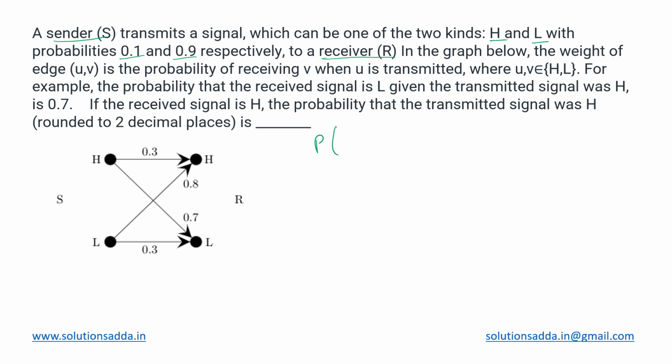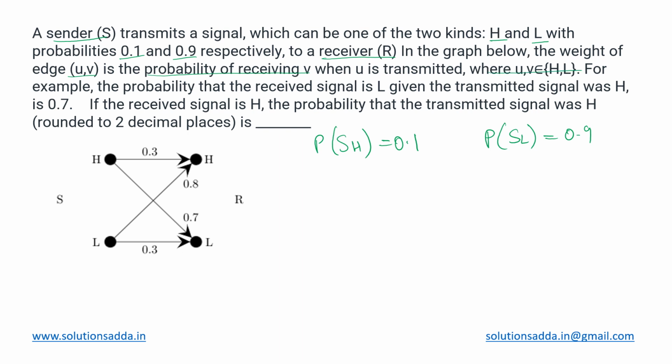Probability of sending H. S means sender, the signal has been sent, and which signal was sent? H. So this probability is 0.1 and the probability of sending L is 0.9. Next, in the graph below, the weight of an edge u, v is the probability of receiving v when u is transmitted, and both these u, v belong to the H and L set.